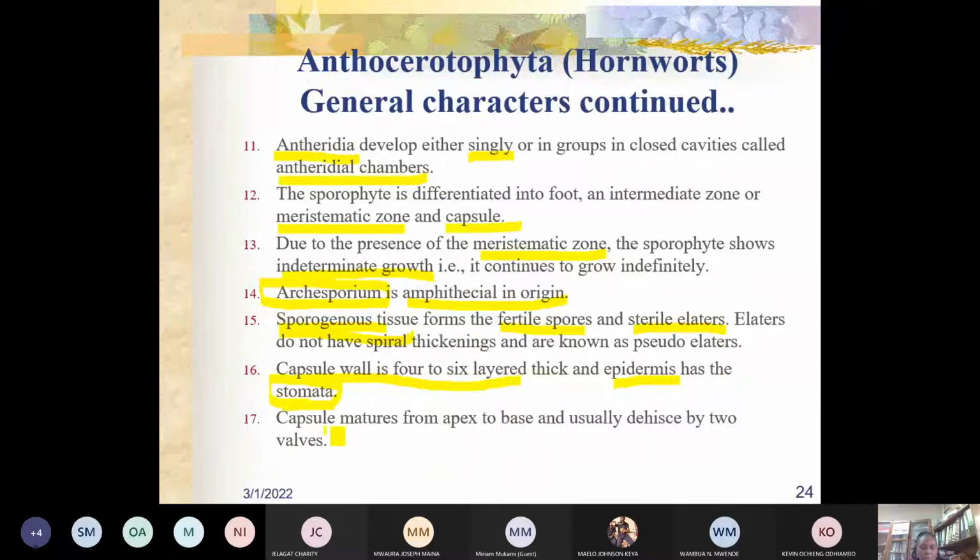So the capsule matures from the apex to base and usually dehisces into half. So the apex matures first before the base. So it's the top that will open up. So you get two valves. When it's ready to dehisce, it begins from the top and breaks into two valves.